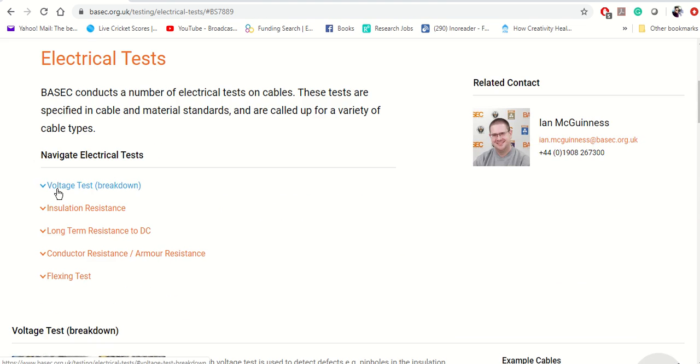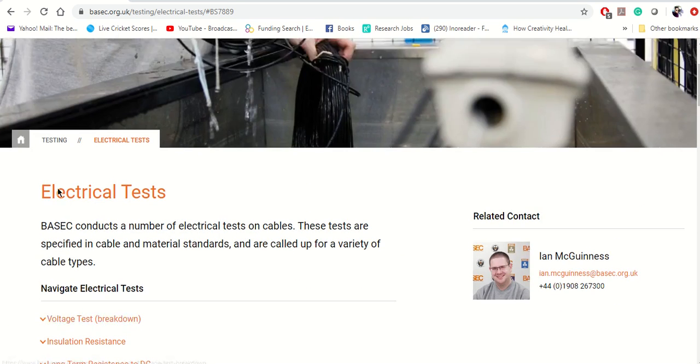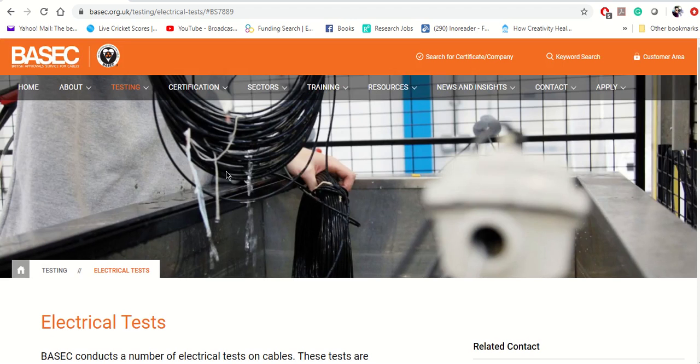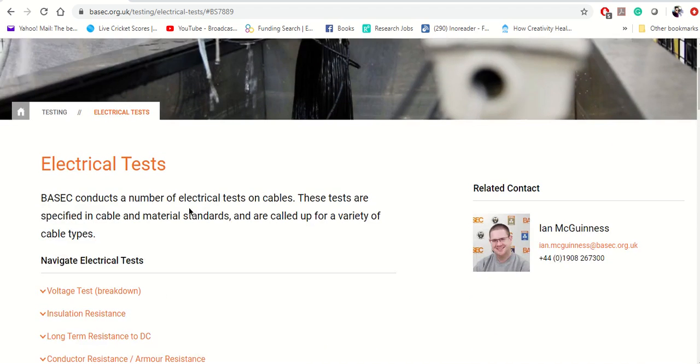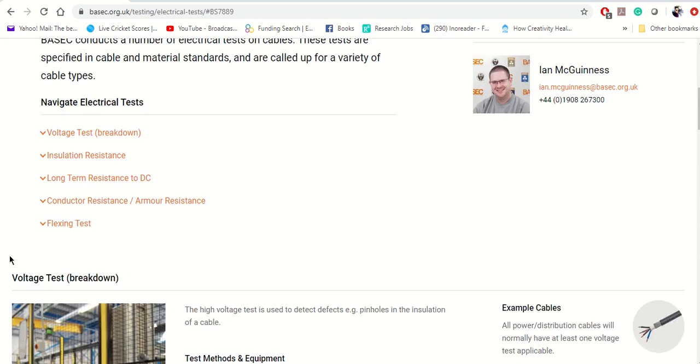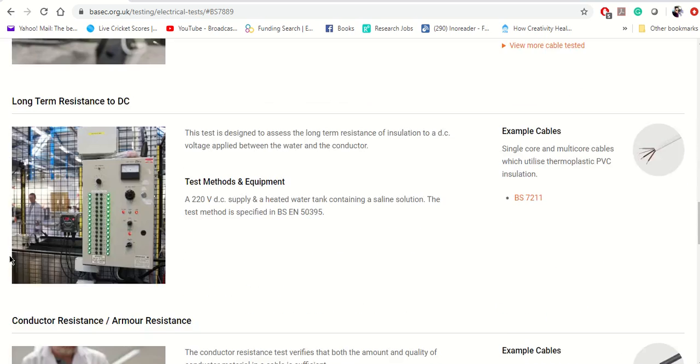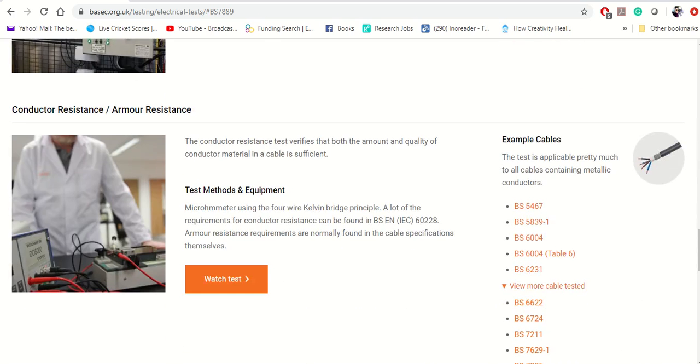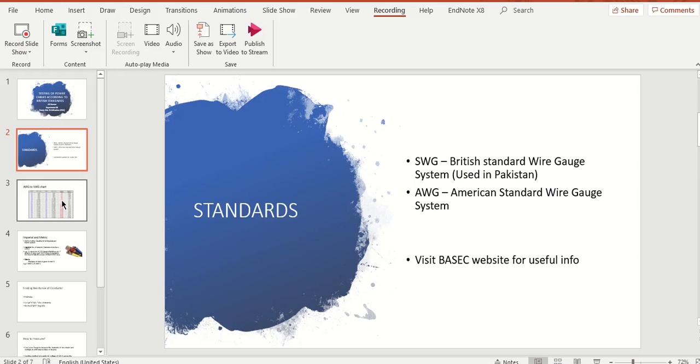Number one is the voltage test, which is only performed in high voltage laboratories. Only a few of them are in Pakistan. One of them is in Comsats Abbottabad, as far as I know. There is the insulation resistance test. There are other tests that you can see on this website. It is a very useful website. I will recommend you guys to visit this site.